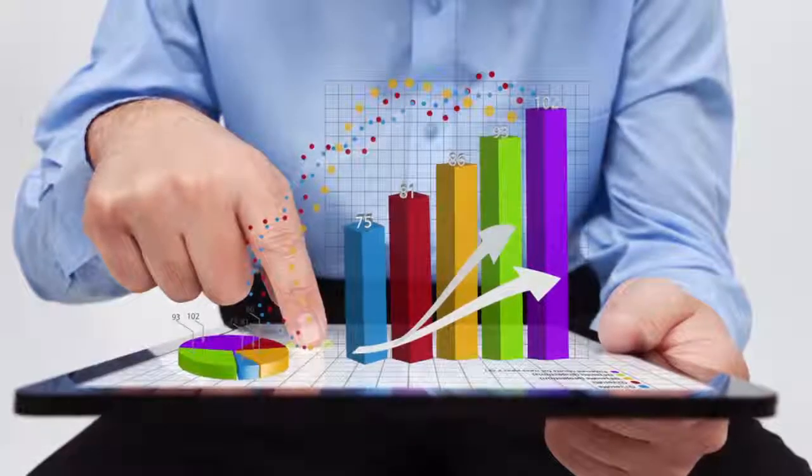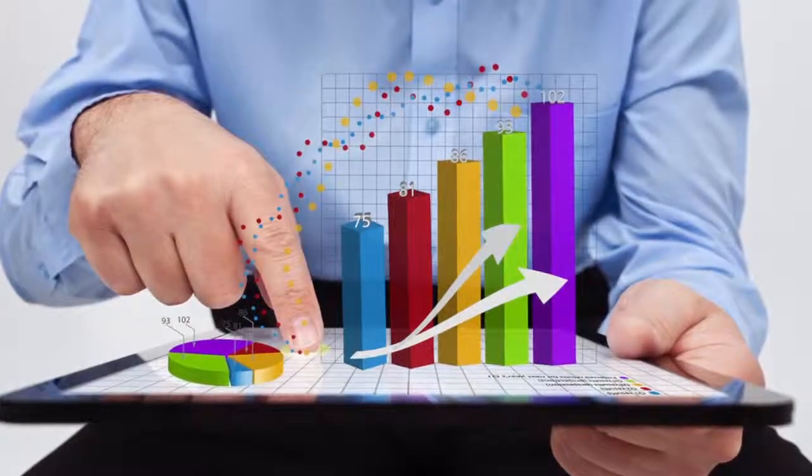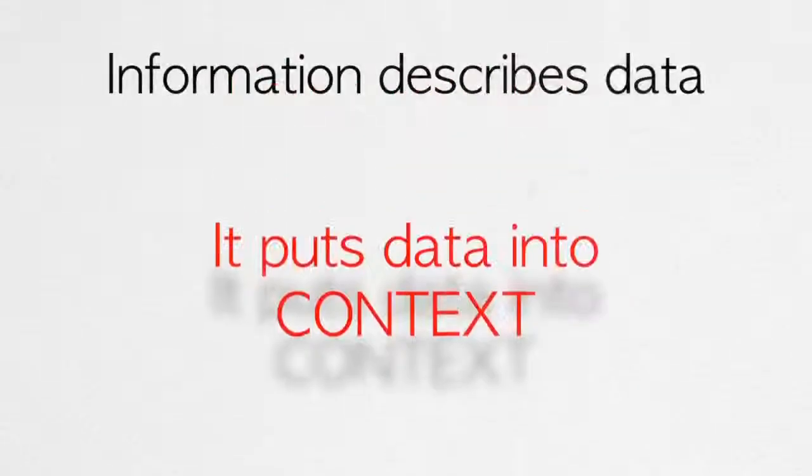Data is raw and without context. It is like a spreadsheet without labels. Examples of data are the word black or the number 212. Information describes data. It puts data into context.